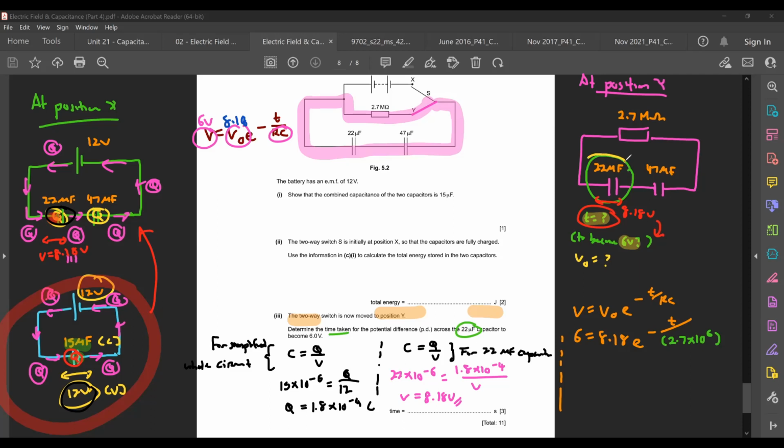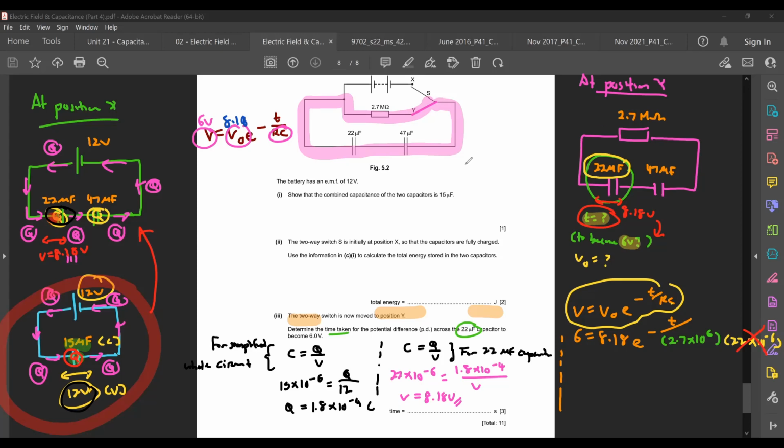A lot of times people say that because you're talking about your 22 microfarad capacitors and you're using this discharge equation here, your capacitance here should refer to the 22 microfarad capacitance. This one is actually not correct. If you proceed with your working and write this as 22 times 10 power minus 6, this one would actually be wrong.